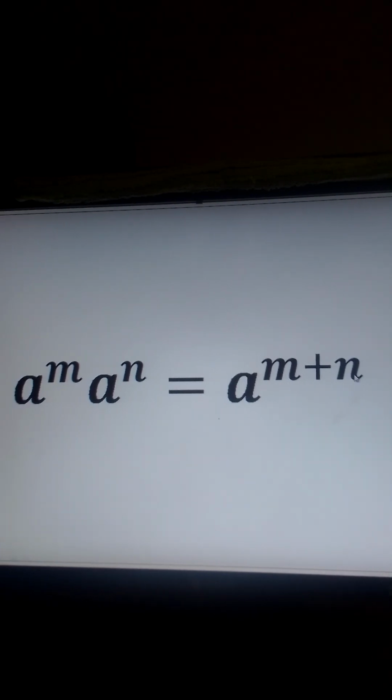What is a raised to m times a raised to n? When you are multiplying numbers with similar bases like that, we add their powers. So a raised to m times a raised to n is equal to a raised to m plus n. Okay, so for example, 2 squared times 2 cubed is equal to 2 raised to 2 plus 3, which is 2 raised to 5. Alright, that's how we evaluate those kinds of things.